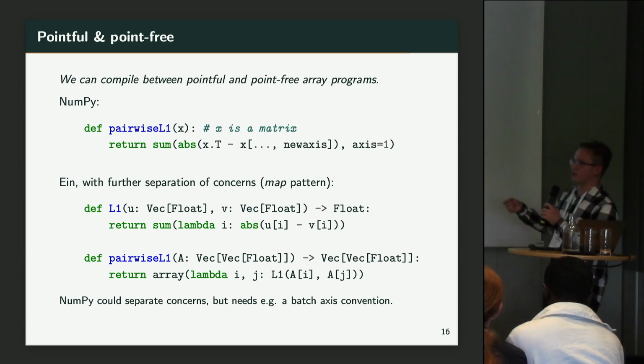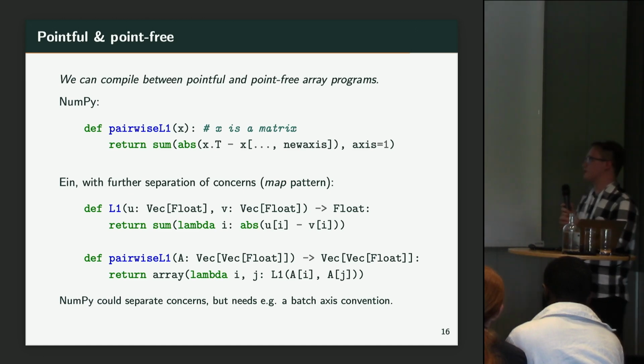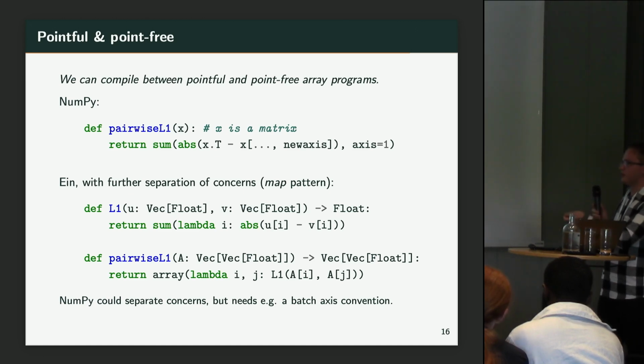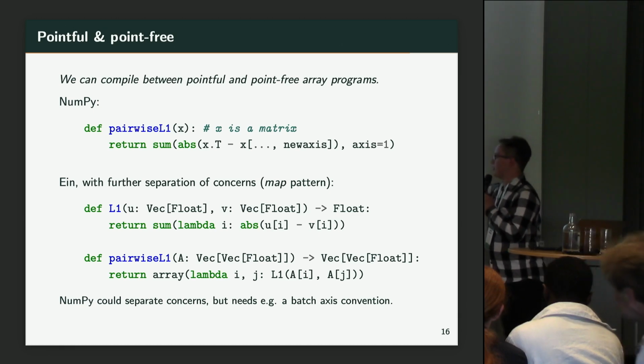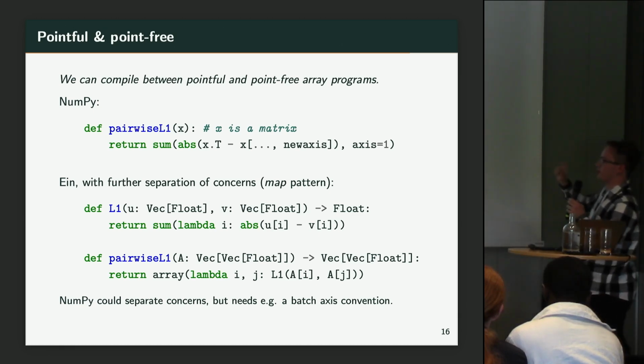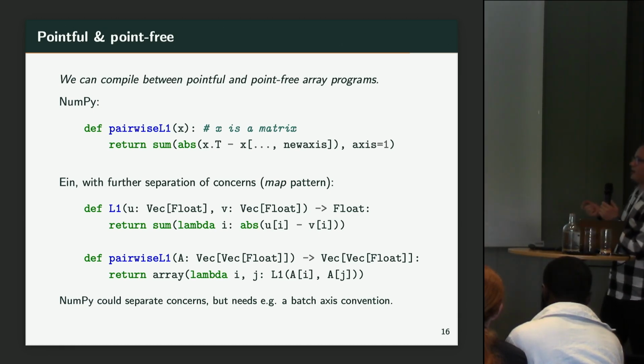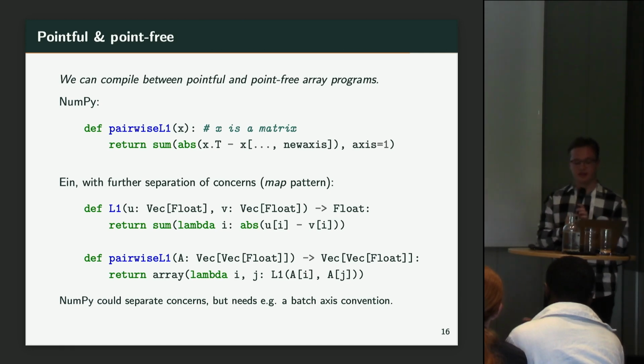If I wrote this function this way, then you'll have to assume that maybe this array has more axes, maybe it has to broadcast through things. And here, in a pointful style, this sort of gets abstracted away. Here, in the last line, I'm just passing every possible pair of rows of A into the function, and everything gets handled by the compilation scheme.